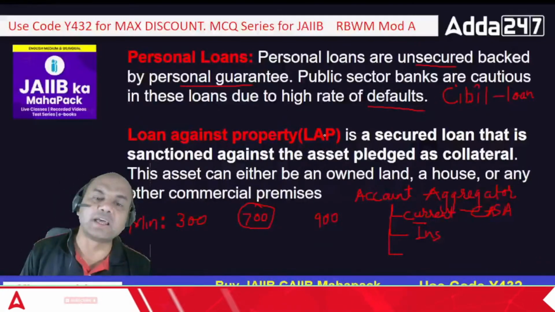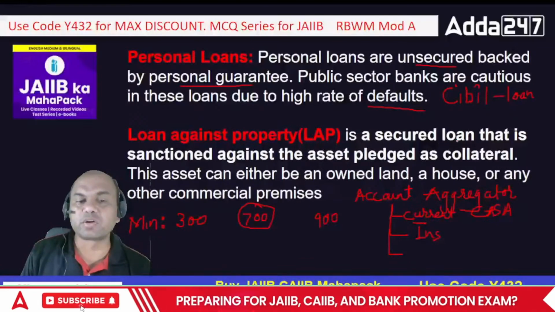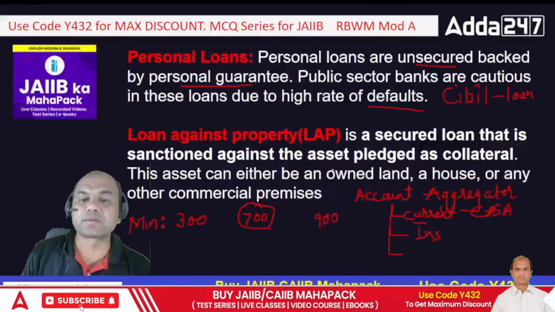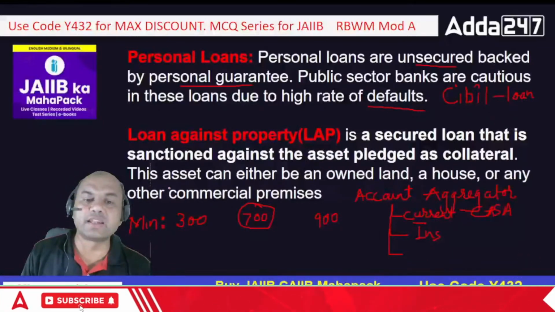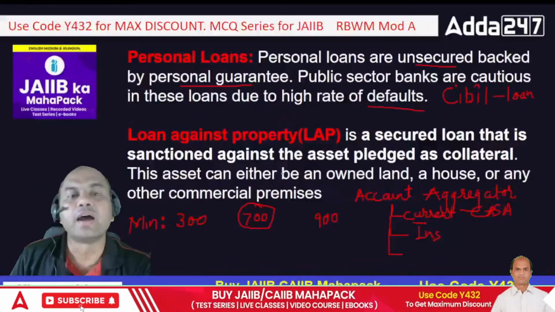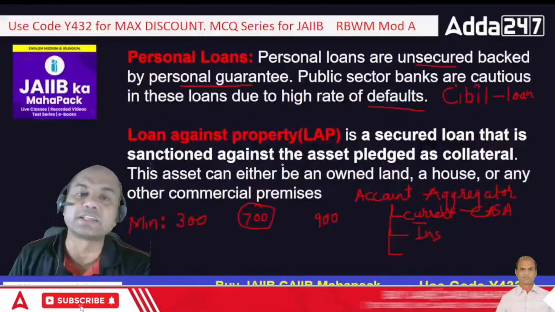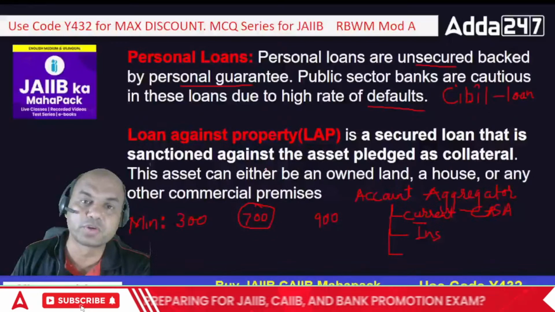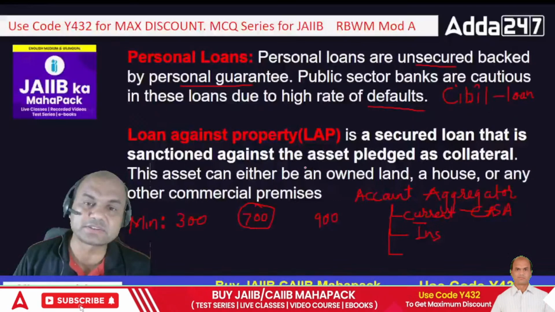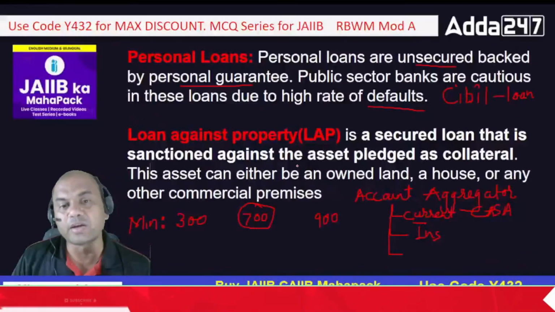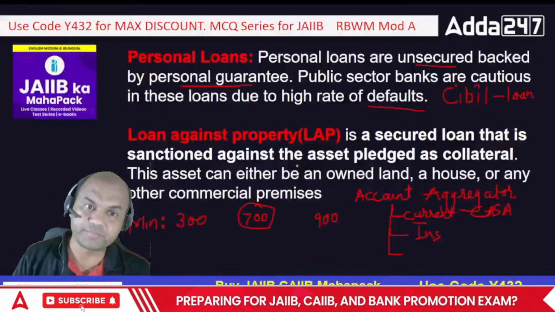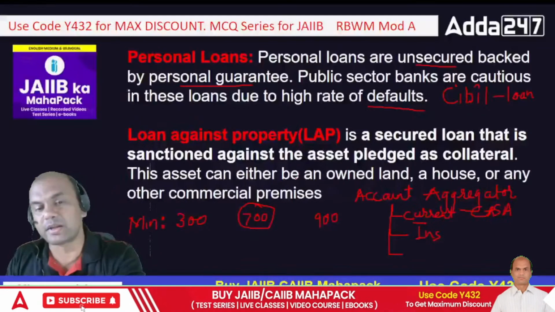Next is LAP, loan against property. It is a secured loan that is sanctioned against the asset pledged as collateral. The asset can either be owned land, house, or any other commercial premise. So LAP can be given against any of the properties. I can give the LAP against my own house, against my shop, against any office which I am owning. Any property, open land, LAP can be given against that also. Now banks have their own right to decide whether they have to give the loan against open land or not. So that's called LAP, loan against property.